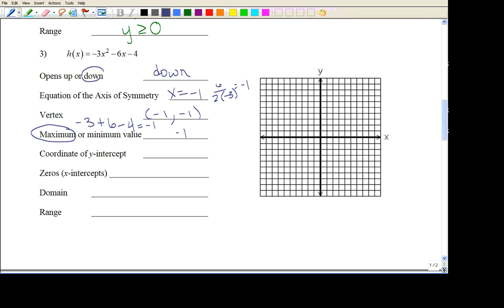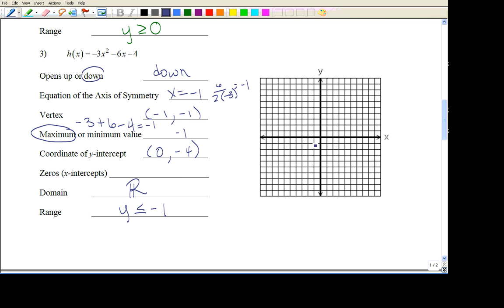The coordinate of the y-intercept is (0, c), which here is negative 4. We'll get back to the x-intercepts. The domain again is all real numbers. And the range, this graph opens down, so the range will be y is less than or equal to our maximum value, which is negative 1.